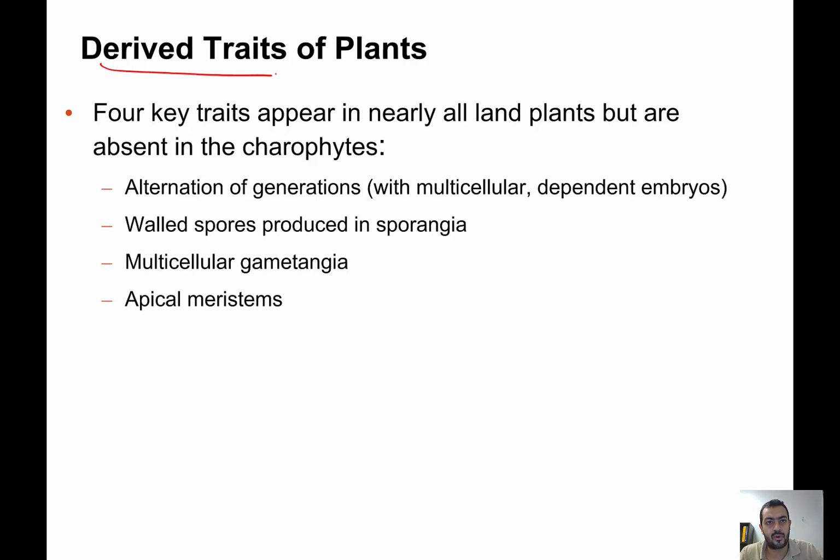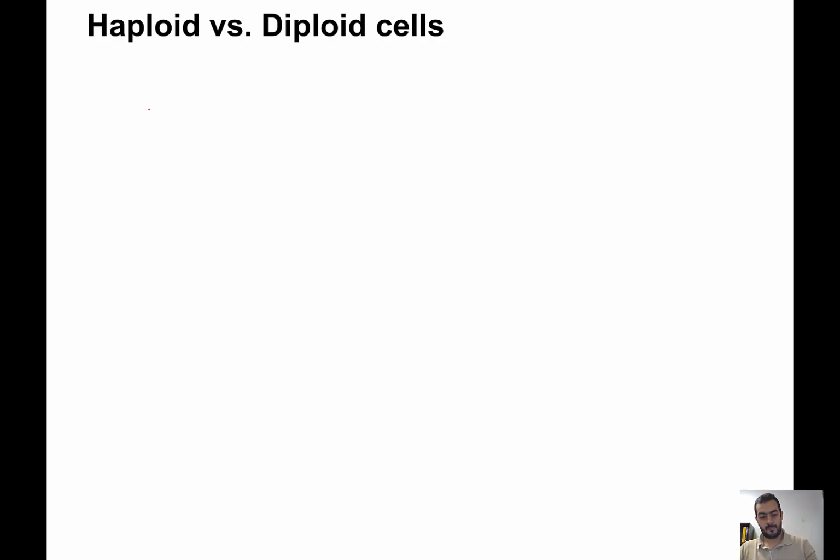So these 4 derived traits are present nearly in all land plants, and they are absent in charophytes, which is the green algae ancestor of the land plants. So let's start with these derived features one by one.